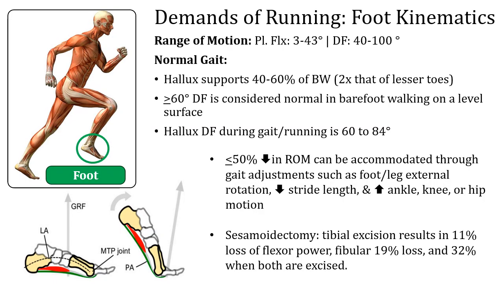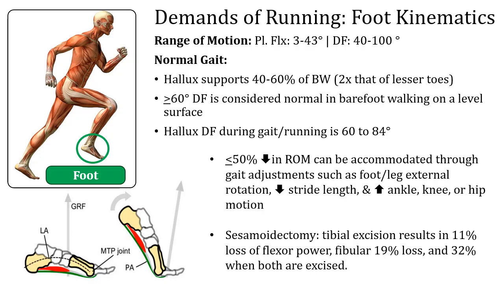All right, similar to what we have discussed in previous portions of the presentation and along the other aspects of the kinetic chain is the range of motion. So the plantar flexion range of motion here of the hallux is what we're speaking of specifically, is anywhere between 3 and 43 degrees, and we need a ton of dorsiflexion depending on the speed at which we're moving horizontally, up to 100 degrees of extension, but typically it's usually around 60 to 70 degrees. And you can see that the ranges vary there, with the hallux dorsiflexion during gait and running is between 60 and 84 degrees of extension.